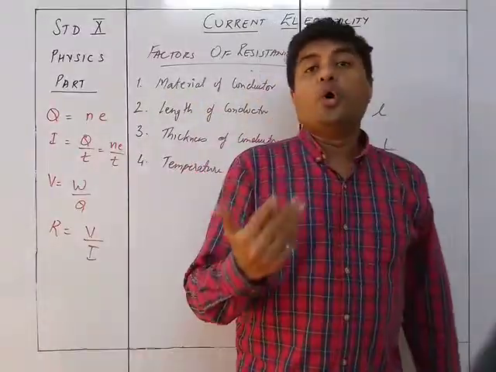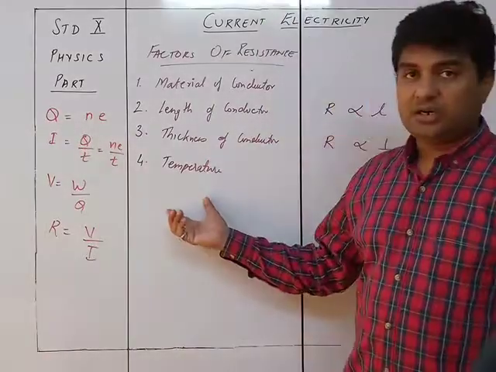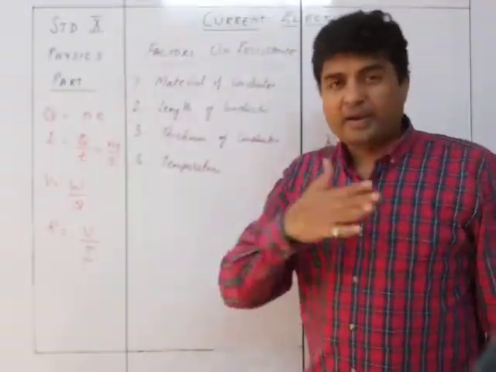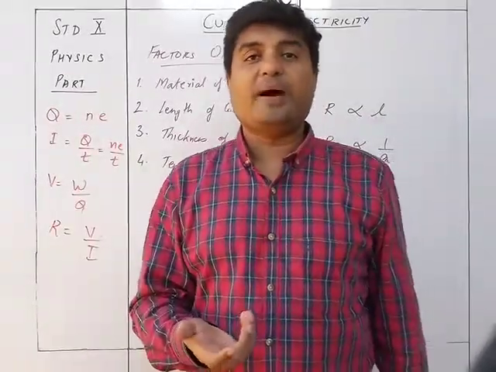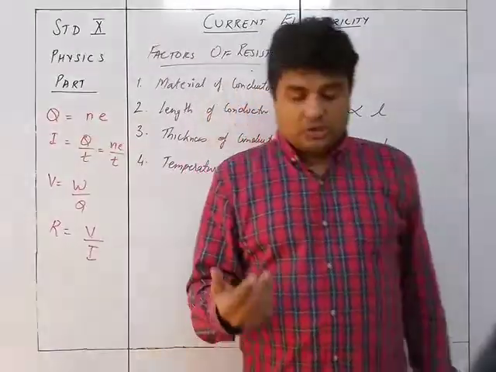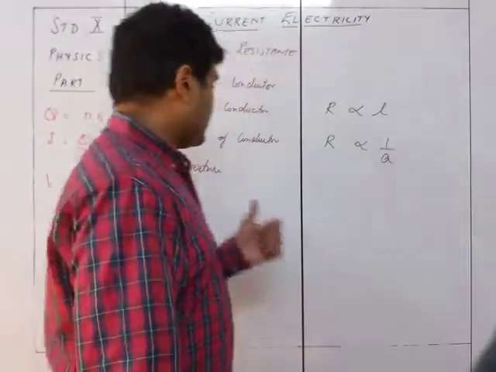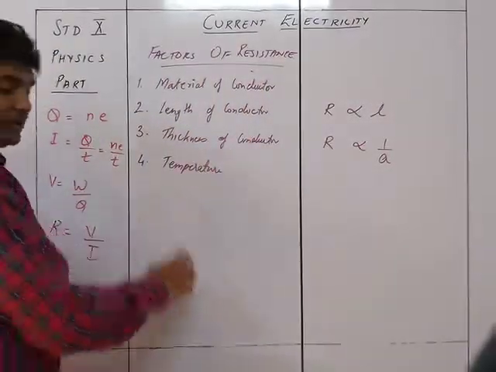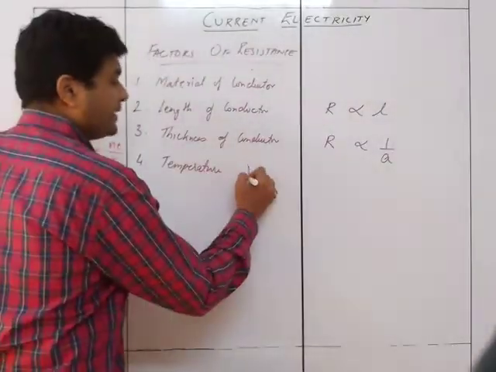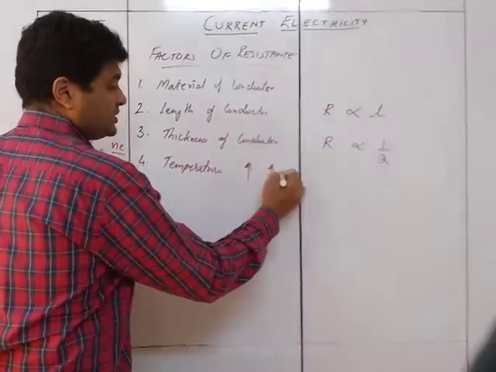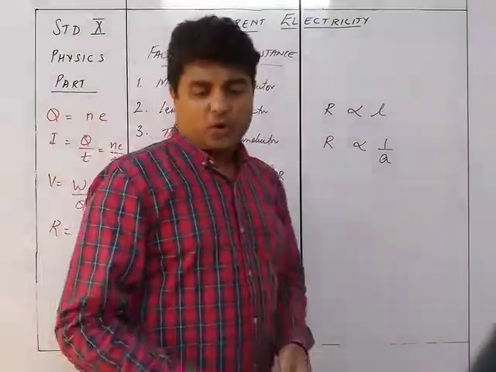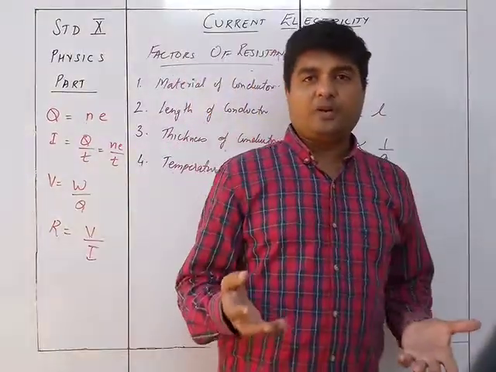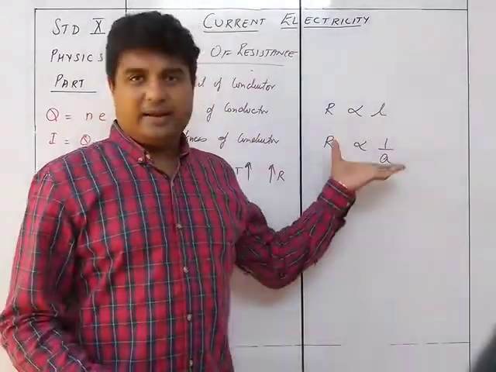That means more the temperature, more will be the movement of the particles and more will be the resistance provided by the particular conductor. So we can see that more the temperature, more will be the resistance. But it is not direct, because if we are taking Ohm's law and all, we know the temperature we are going to keep constant. So we are not considering it in this particular part.